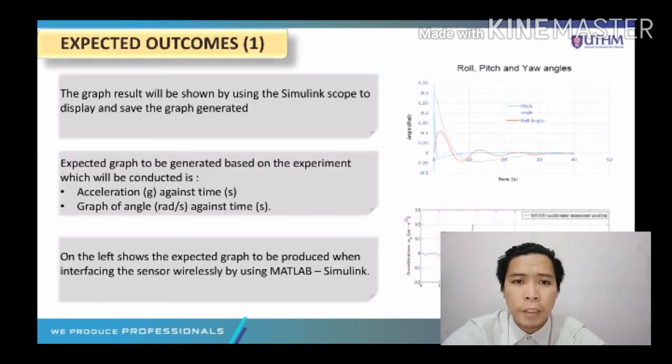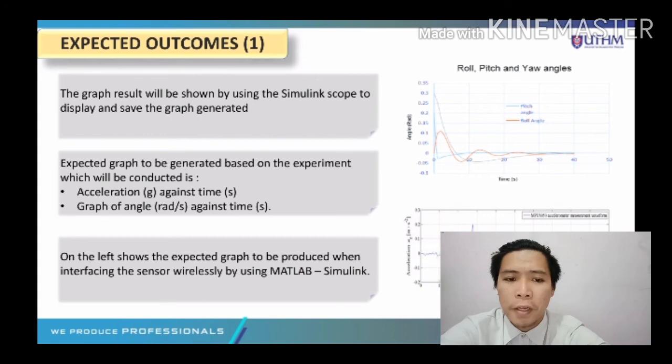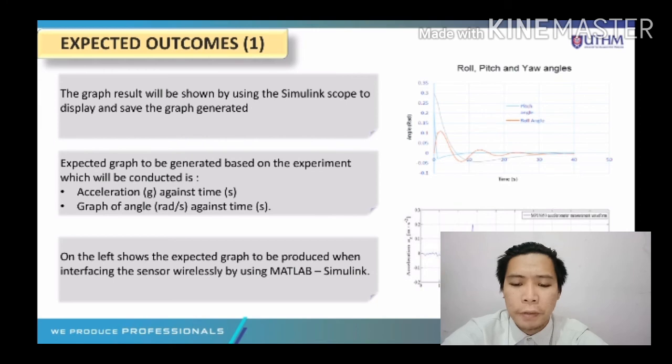So the graph result will be shown by using the Simulink scope to display and save the graph generated. The expected graphs to be generated based on this experiment are the acceleration against time and the angle against time. On the left, it shows the expected graph to be produced when interfacing the sensor wirelessly by using MATLAB Simulink. As you can see here, this is the graph. This is the expected result to be produced by the sensor for this project.